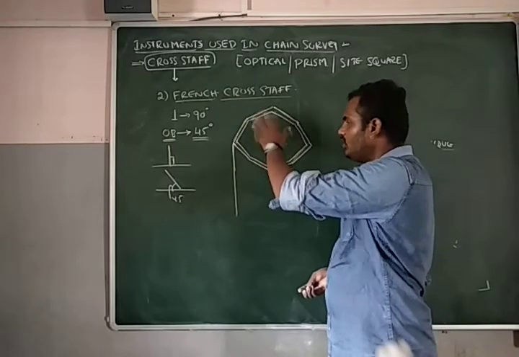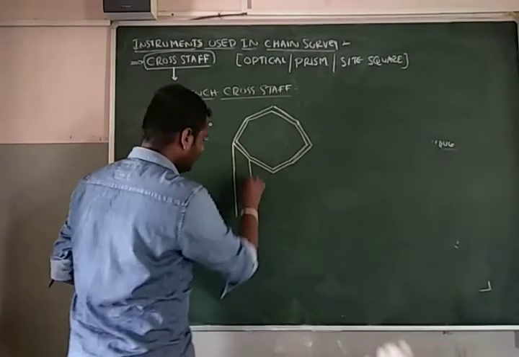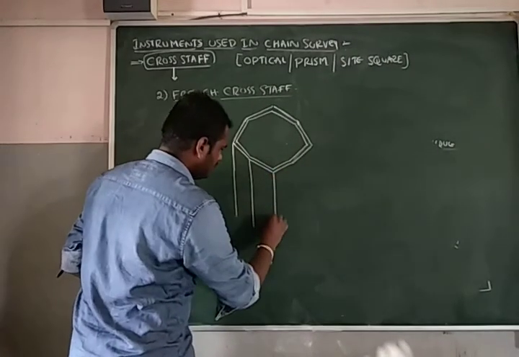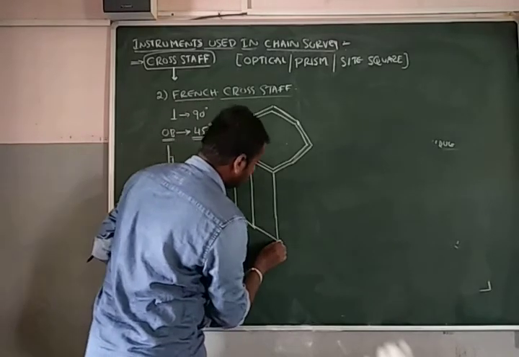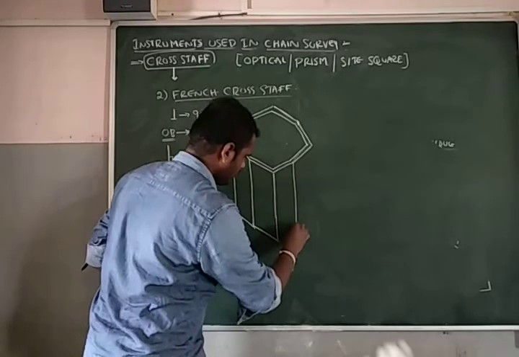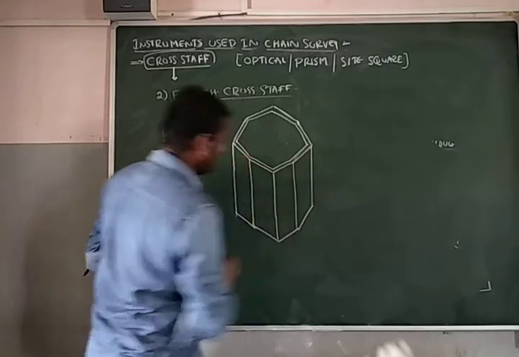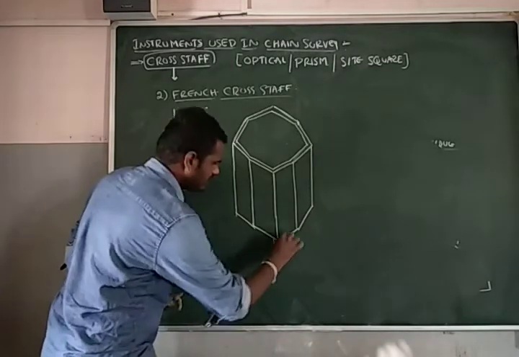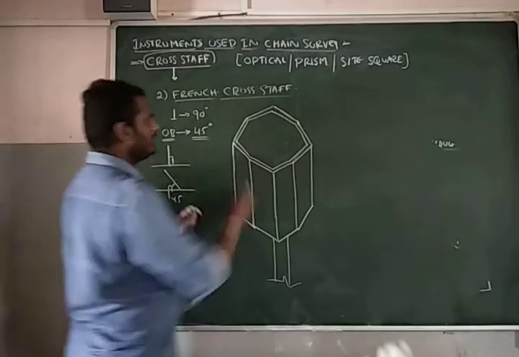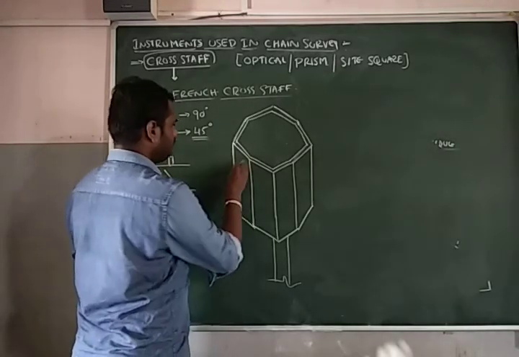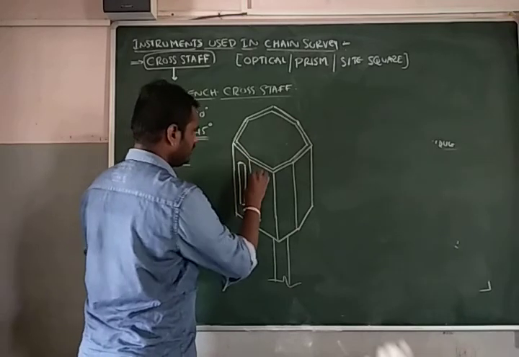So the French cross staff generally has one hollow section, in the shape of an octagon. So I am going to complete the figure. This is the center, which again contains some. So it is also mounted over a wooden or iron stand. Okay, so it contains 6 object vanes. So we call them the rings.